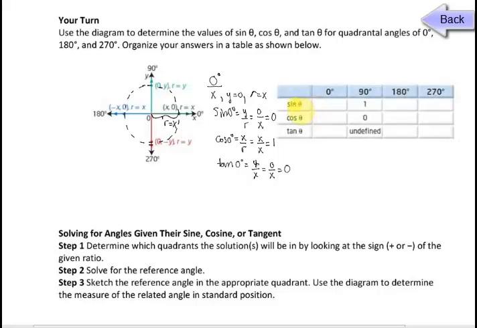Okay, so our sine of 0 degrees is 0. Our cos of 0 degrees is 1, and our tan of 0 degrees is 0. Okay, so let's move over to 180 degrees.